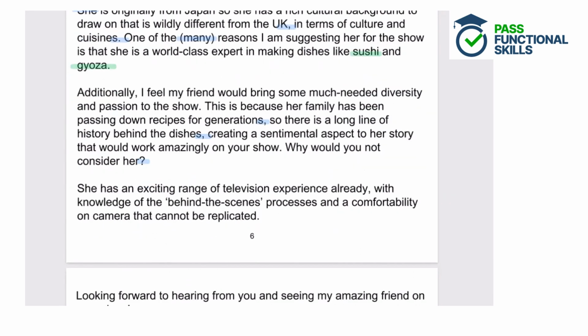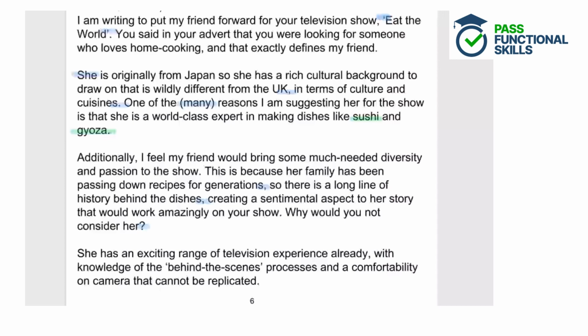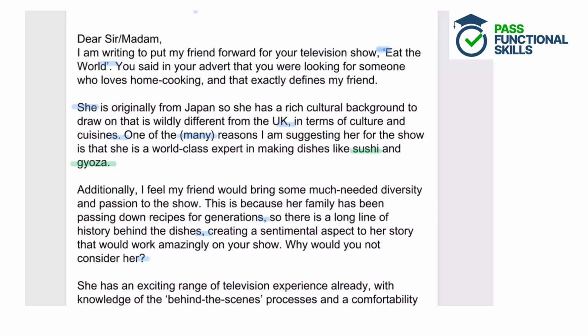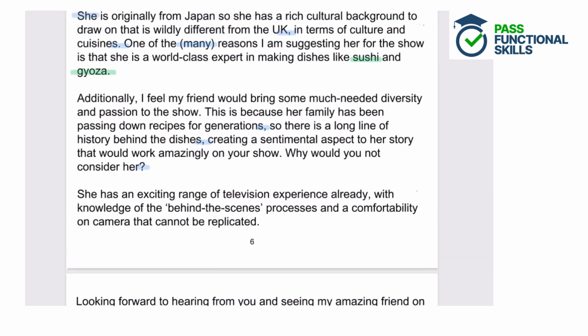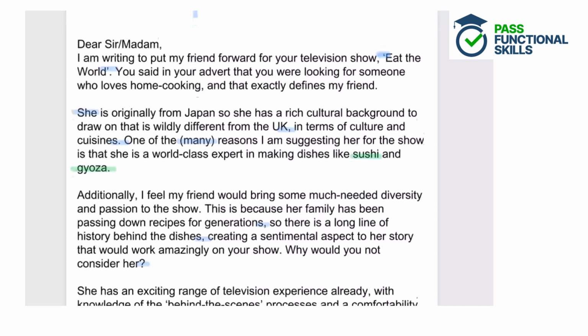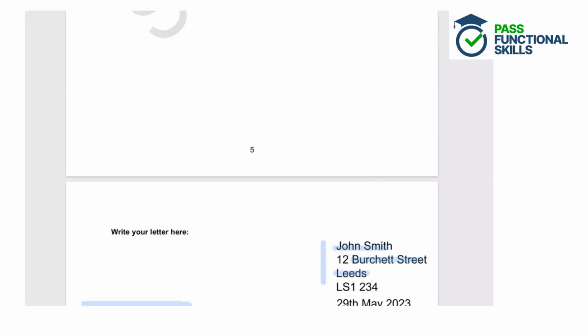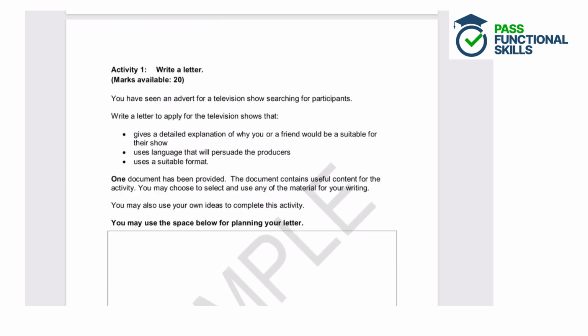And generally, it's a good idea to try and write anywhere between 3 and 5 paragraphs. So we have 4 main paragraphs here and then a shorter one just to give a summary. So this is a perfect length to give enough detail to answer the question. Let's take a look at the question again to remind ourselves of the details that we need to include.